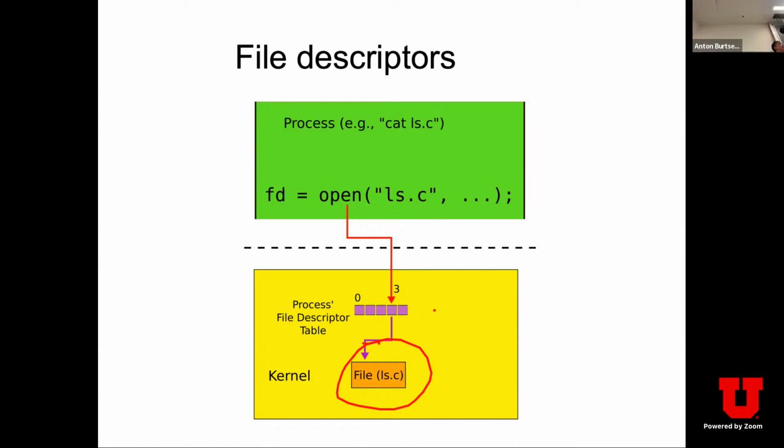You cannot give a user program a pointer, because it doesn't make sense. Those address spaces never overlap. If you try to access this pointer, the program will crash, because the kernel will never let the user dereference this file object in the kernel directly. But what they do is say, okay, I will give you a number. Next time you want to refer to and do some operation on this file, please give me this number and I will do the operation on it.